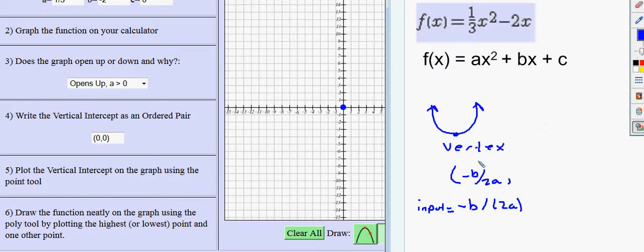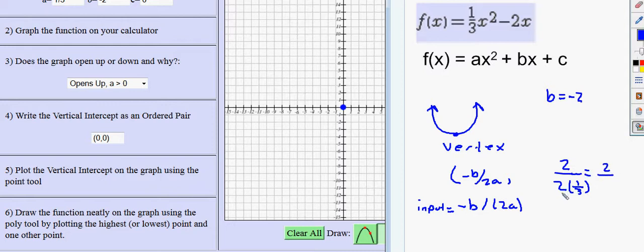So our input for the vertex is going to be the opposite of b. In our case, b was -2. Since b is -2, the opposite of b would be +2. So far I've got +2 in the numerator. Then I'm supposed to divide by 2 times whatever a is, and our a was 1/3. So you get a little bit of a complex fraction here, and I thought that was enough to merit another video.